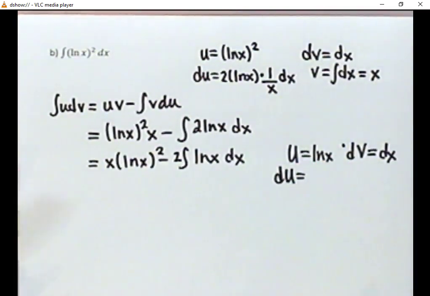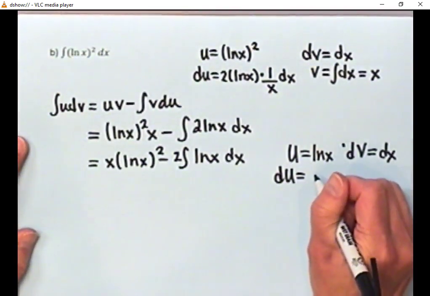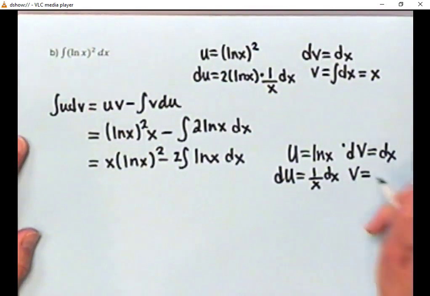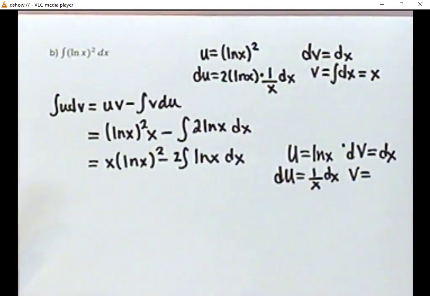Okay, so if that's the case, McKelty, what's the du going to be? What's the derivative of natural log? Yeah, so 1 over x dx, or dx over x, good. And Jessica, what's our v going to be? What's the integral of dx? Yeah, x again. Good, I like that.